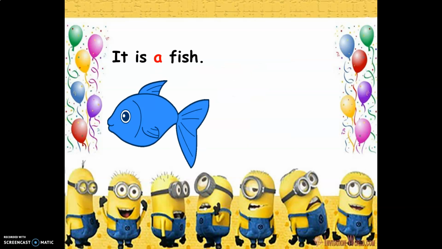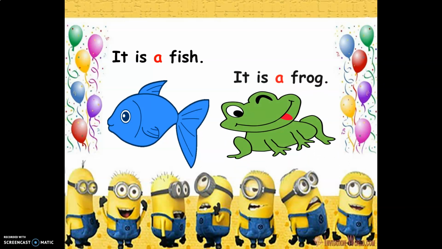What is this? It is a fish. What about this? What is this? It is a frog. So, what is this? It is a fish. What is this? It is a frog. So, E, egg, E, ear, F, fish, F, frog.